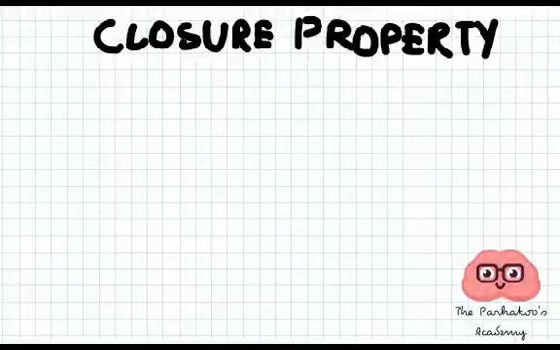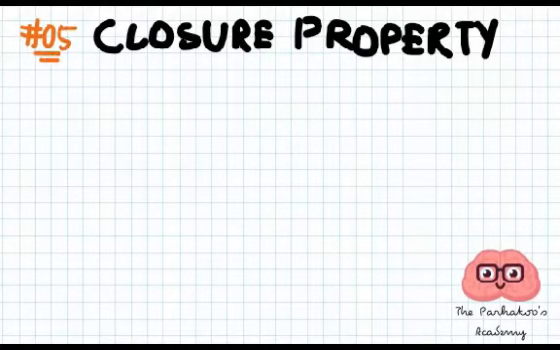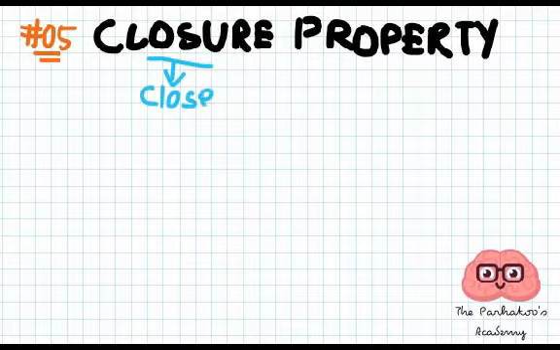In this video, we are going to talk about number fifth property, and that is the closure property. It's really easy to understand. The word closure is basically derived from the word close. So let's see what this property talks about. Let's try to understand this with the help of an example.